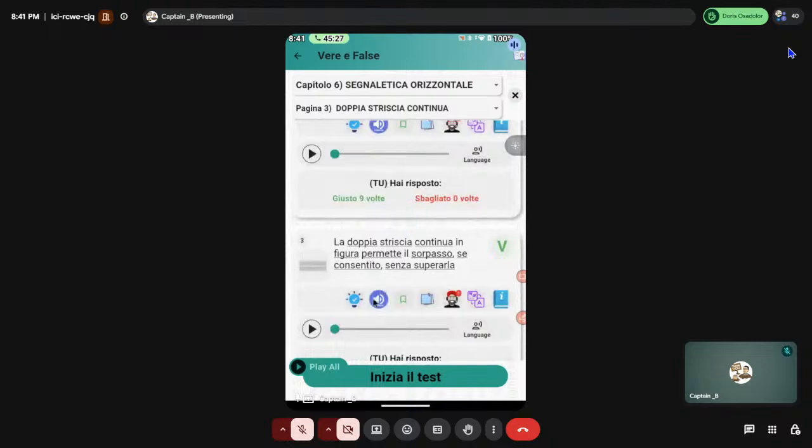La doppia striscia continua in figura permette il sorpasso, se consentito, senza superarla. That is what Sharon just said. Listen, it's la doppia striscia continua, these two words, continuous line, in figura, this figure. Permette, it permits il sorpasso, it permits overtaking. These two continuous lines on the middle, he said it permits overtaking. Then he said, sorpasso se consentito, you can overtake if allowed. But he said something, senza, without superarla, without overpassing the line.